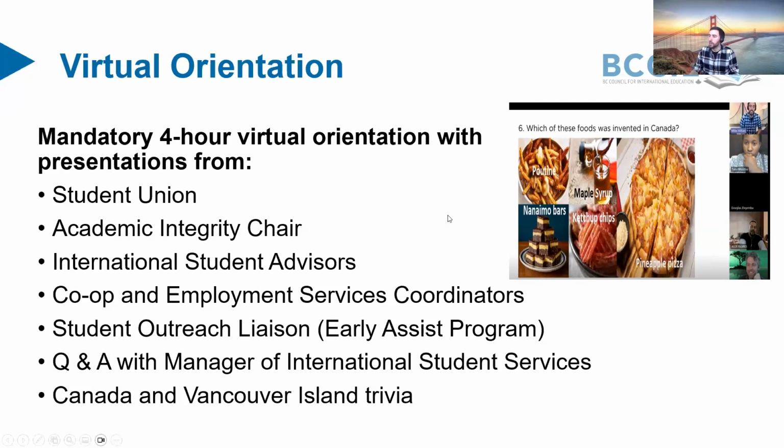In our virtual orientation, we introduce them to a member of the student union who can talk about those supports. They meet the academic integrity chair. They meet their international student advisors who can help with courses and immigration. They meet their co-op and employment services coordinators. They meet a student outreach liaison from our Early Assist program, who's kind of a first step in referring them to other services like counseling and mental health support.